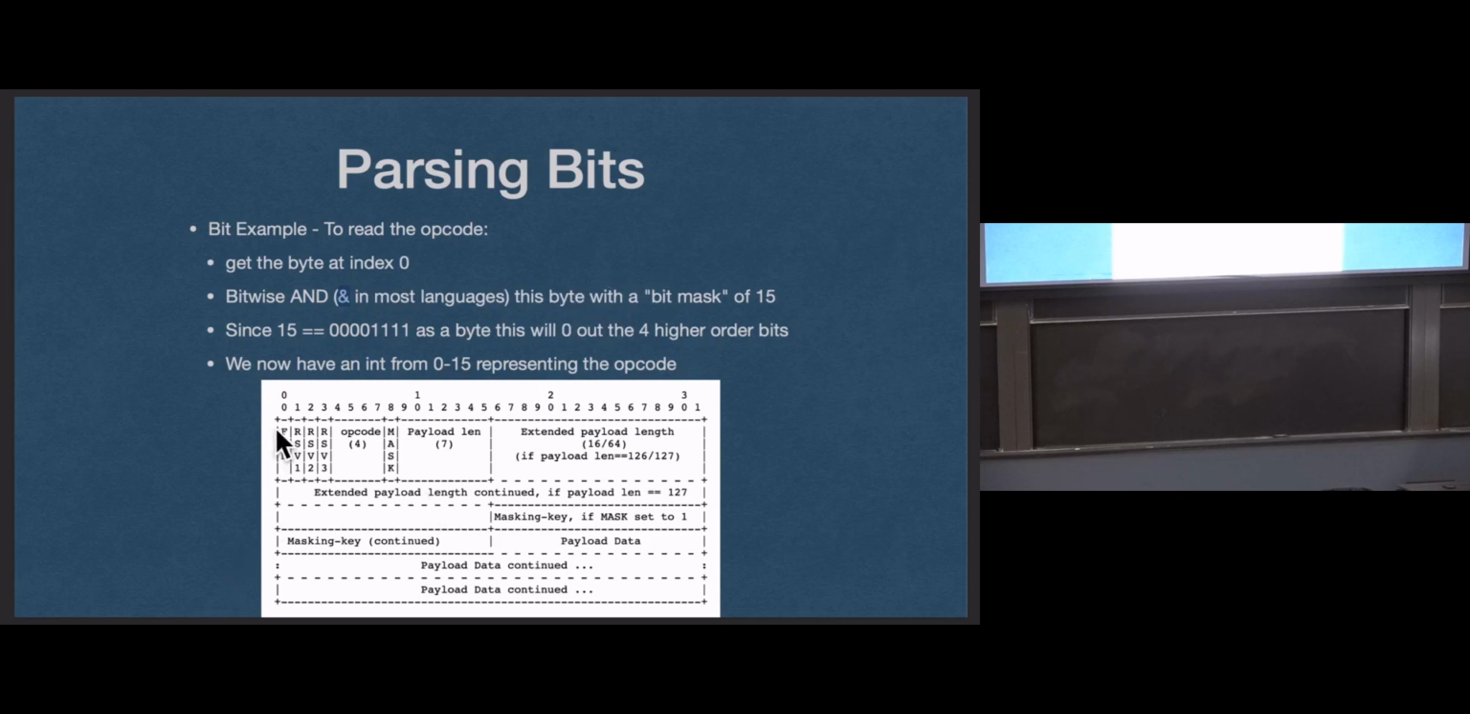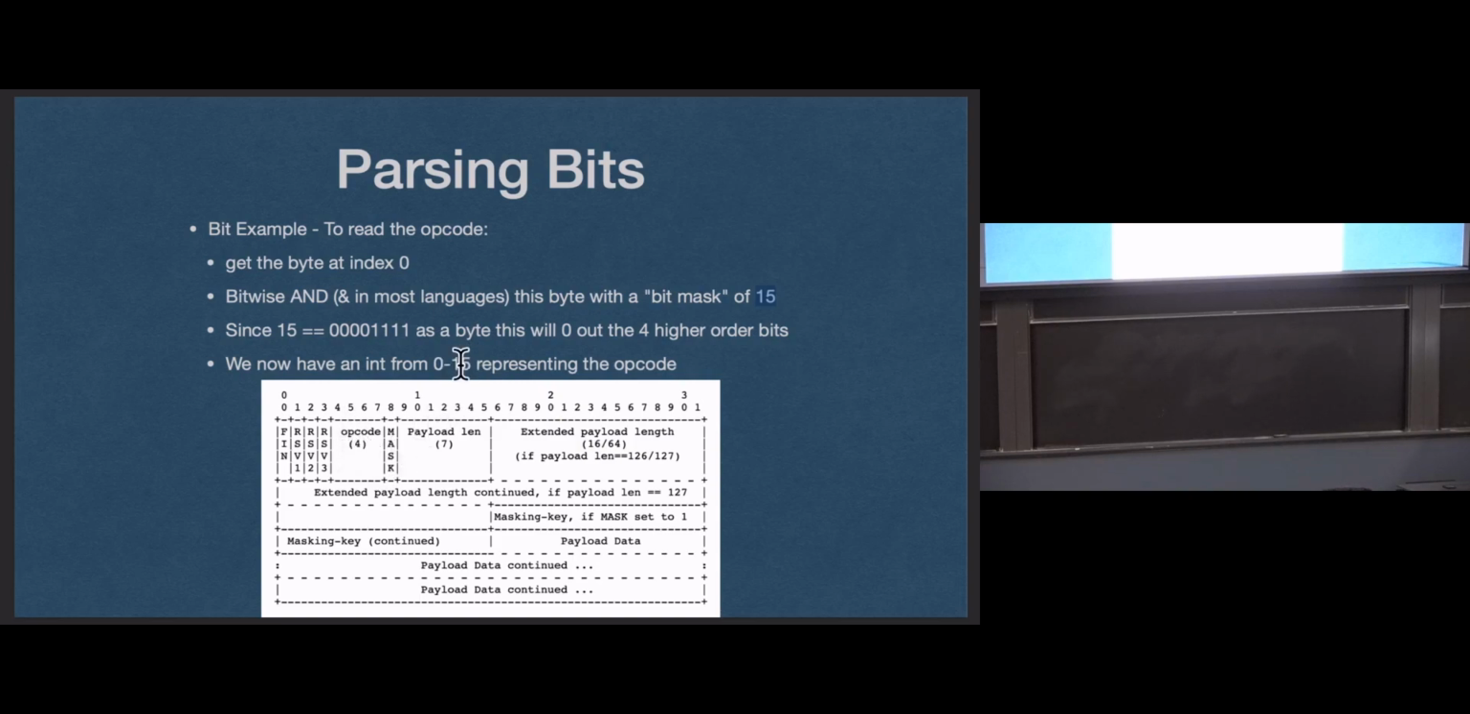So if we take our first byte and AND it with 15, this is where we have to remember how binary works a bit. If we AND it with 15, which is the value 00001111, then we'll effectively zero out the 4 higher order bits, and what's returned is just the opcode bits with the fin bit and the reserve bits zeroed out. So whatever we have is going to be the opcode as an int from 0 to 15. 15 if the opcode is 1111. If the opcode is 10 in decimal, it'll be 1010.